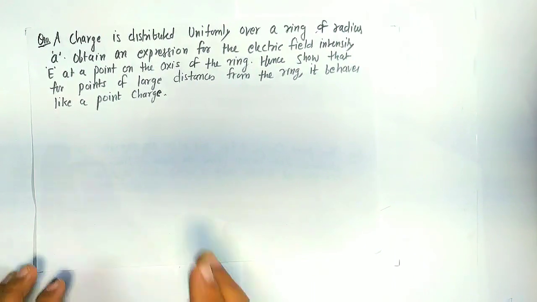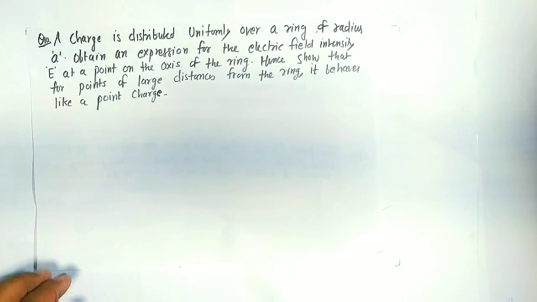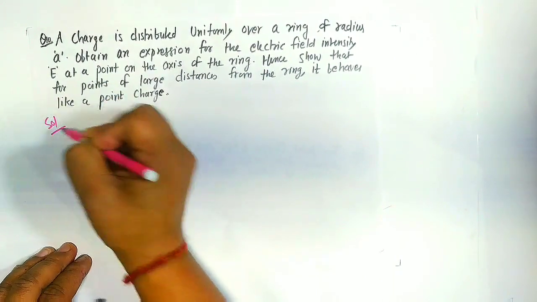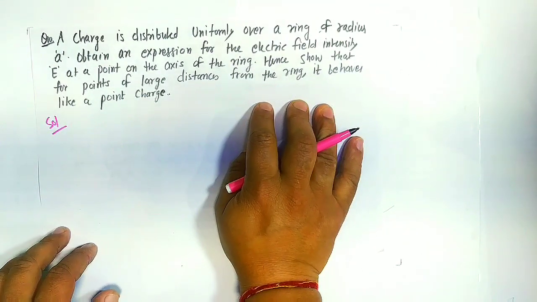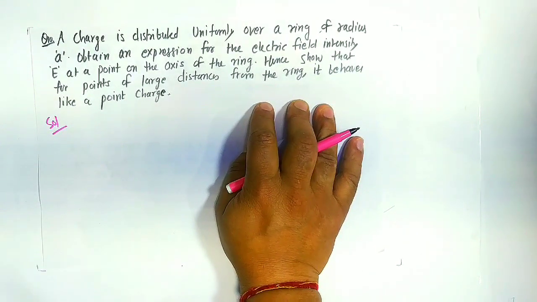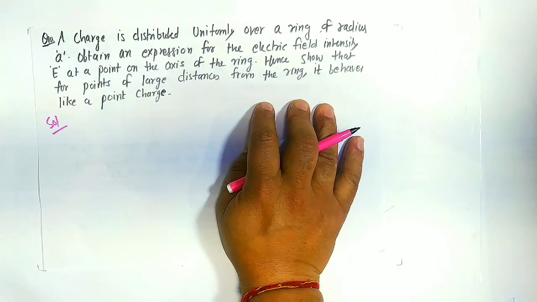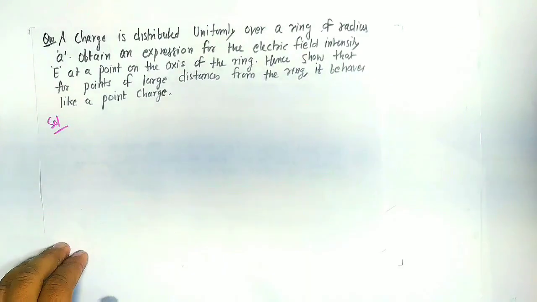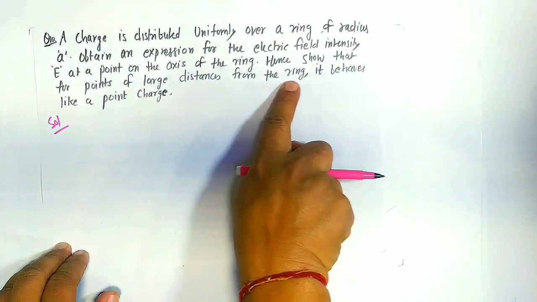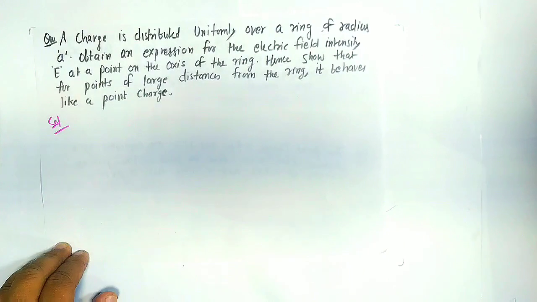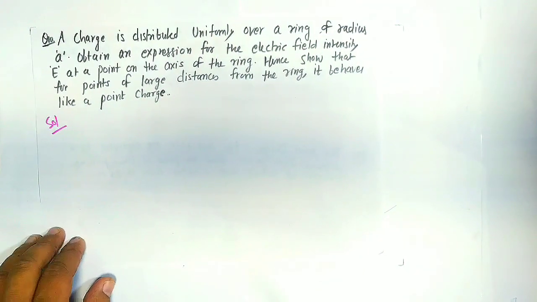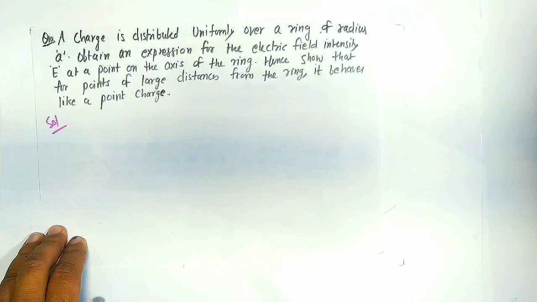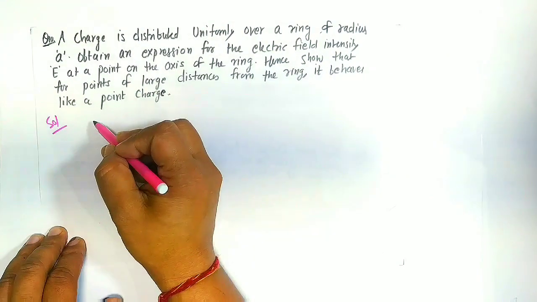Though this is not in the content, you see the question. What is written here is that a charge is distributed uniformly over a ring of radius a. Obtain an expression for the electric field intensity E at a point on the axis of the ring. Hence show that for points at large distances from the ring, it behaves like a point charge. This was asked again this year, and we'll take a ring here.